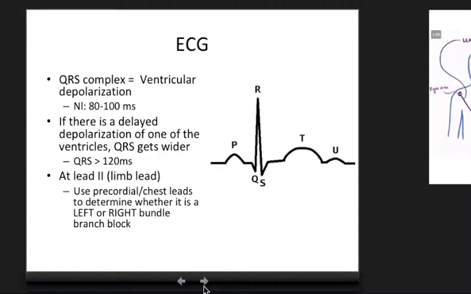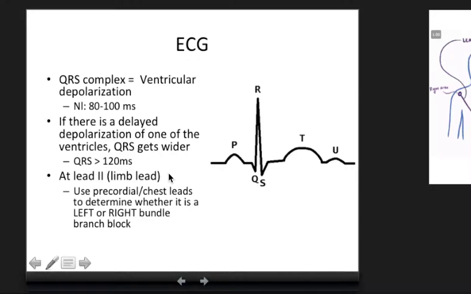So this is reflected in the EKG. So you know that the QRS complex of the EKG represents ventricular depolarization. Under normal conditions, this is typically about 80 to 100 milliseconds wide, so that's about two small boxes wide. If there is a delayed depolarization of one of the ventricles, the QRS gets wider. Typically, it's more than about 120 milliseconds, so this is more than about 3 small boxes. And you want to look for this at limb lead 2.